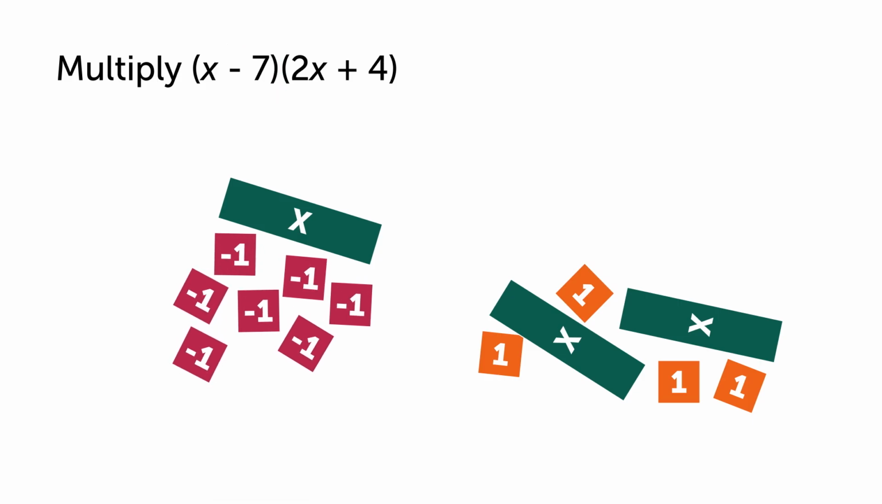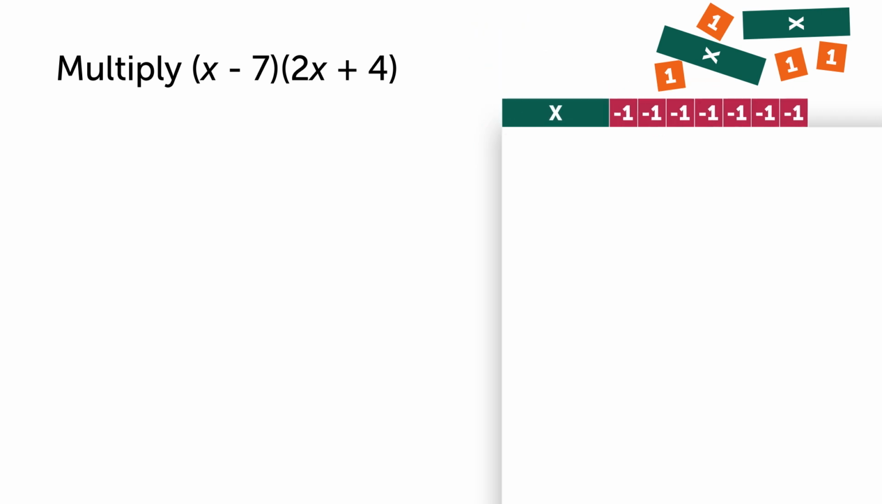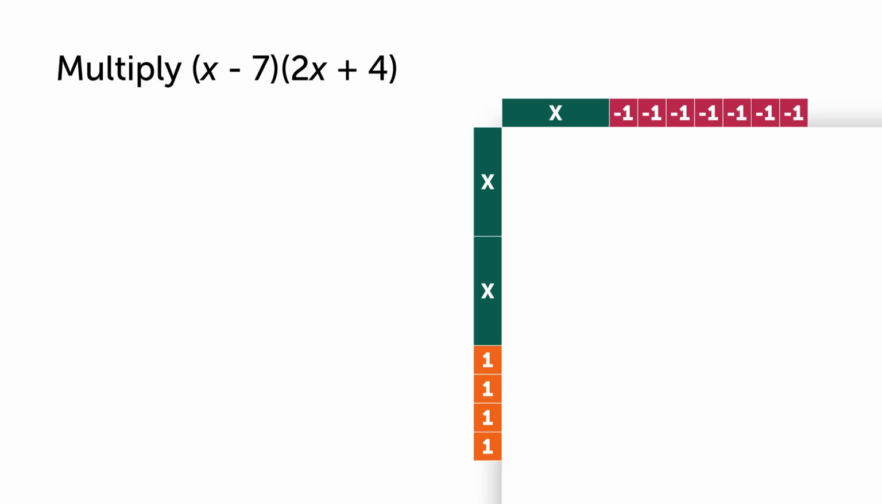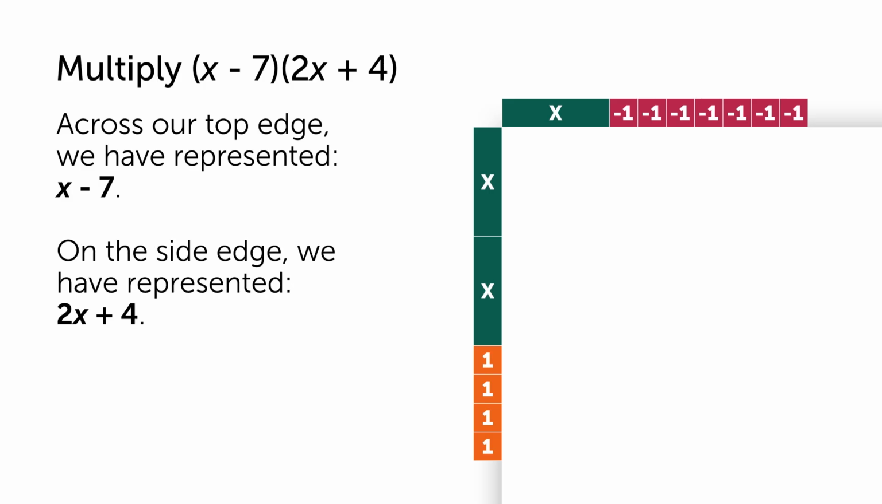This means we need to use the negative units to represent the value. Once you have all of the tiles selected, place one binomial horizontally along the top edge of a piece of paper and the other binomial vertically along the side edge. Across our top edge, we have represented the quantity of x minus 7. On the side edge, we have represented the quantity of 2x plus 4.